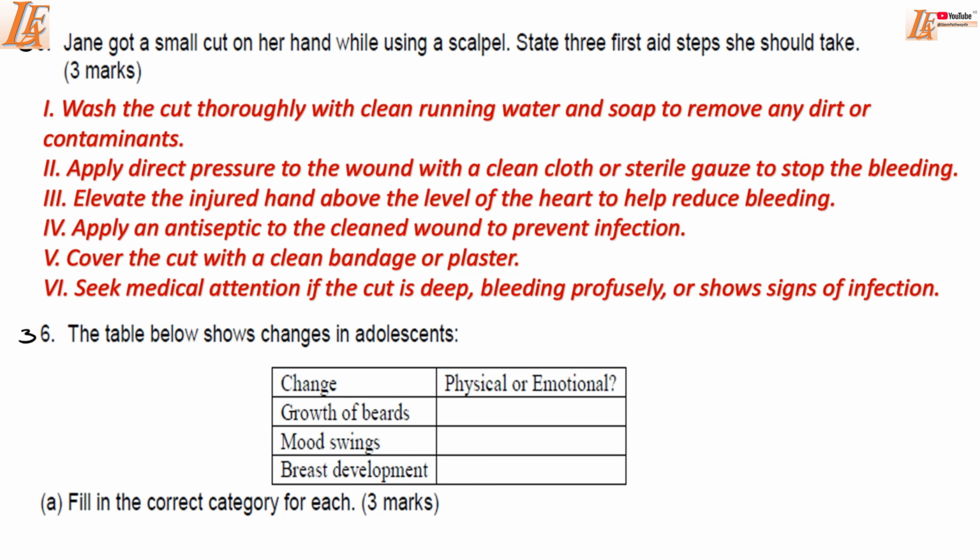Then another question is that the table below shows changes in adolescence. We have a change, and then we have physical or emotional. So in this case, fill in the correct category for each. Growth of beards, this one is physical because you can see it is a physical change. Mood swing, this one is emotional. This is an emotional change. Then breast development, this one is physical. This is a physical change.